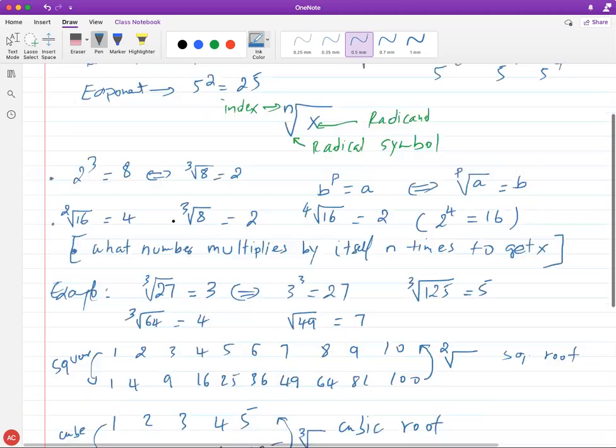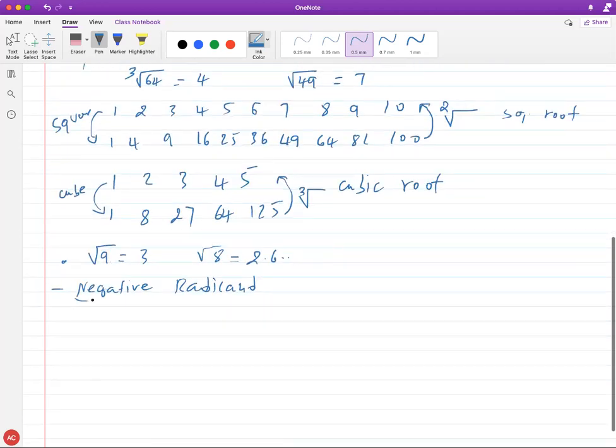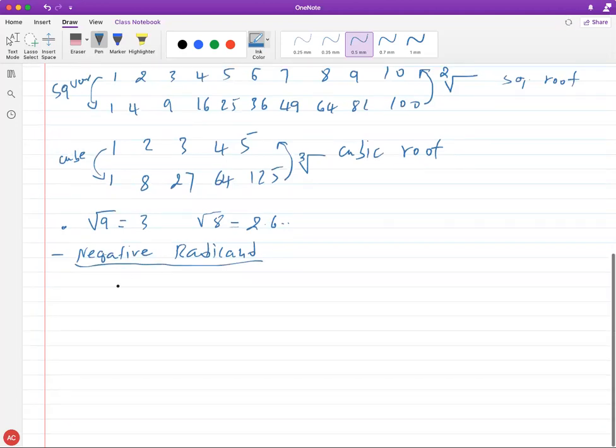So sometimes this radicand can be negative. It's allowed sometimes, but other times it's not allowed, it's not defined. So let's start with a simple example here. Again, we look at this and the index is 2. So we ask, what number multiplies by itself twice to get 9? That number is? Or what is the radical index 3 of 9? The number is 3. But what if we have a negative here? Same expression, but with a negative.